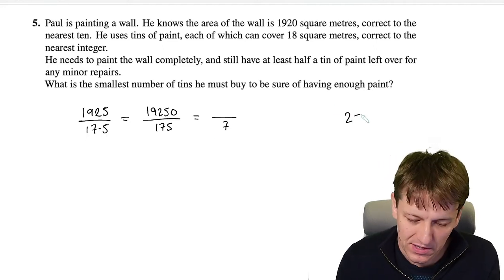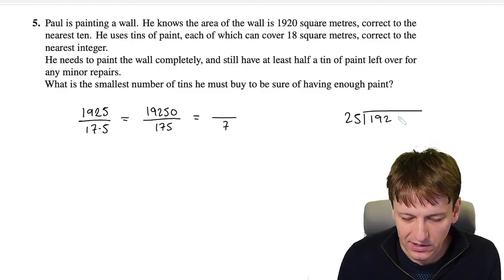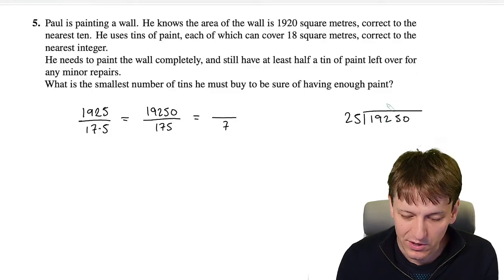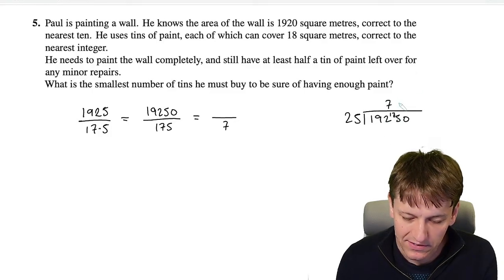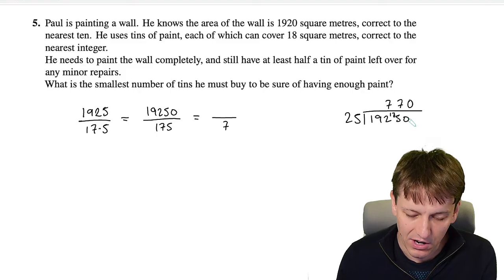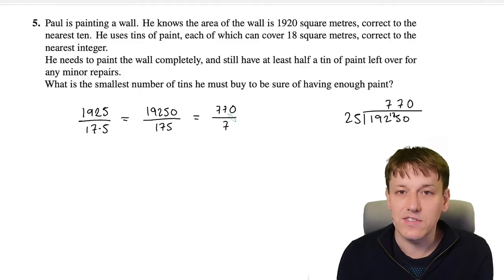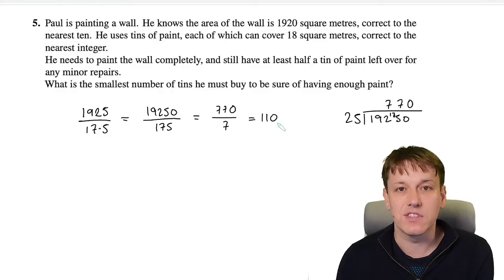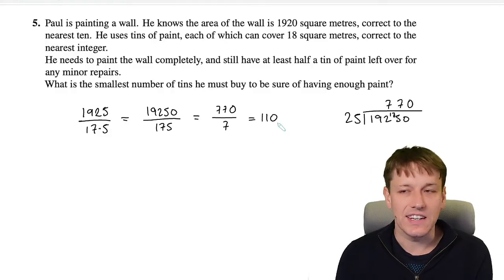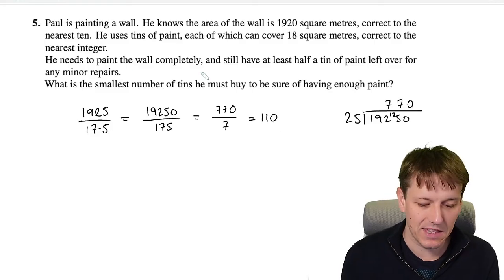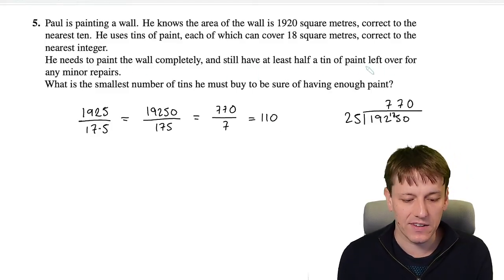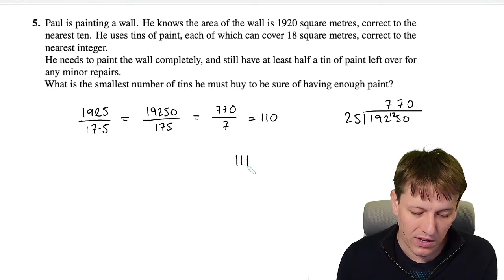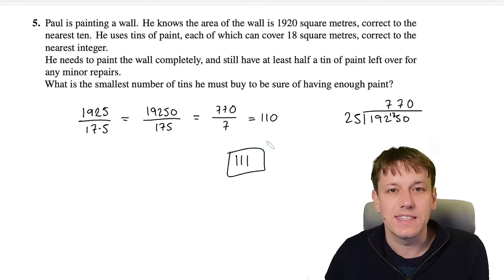I mean, you could probably do this as a bit of a mental calculation if you're good at this sort of thing. If not, let's just do this bus stop method. I've got 7 with 17 left over, and then I've got 7 and 0, so I'm left with 770 here. And then I see I can cancel a factor of 7 as well, and we get that 110 tins of paint are needed. And then it's just a question of being careful here, because it says he needs to paint the wall completely and still have at least half a tin of paint left over for any minor repairs. So we're going to have to do one more, and then the answer is 111.